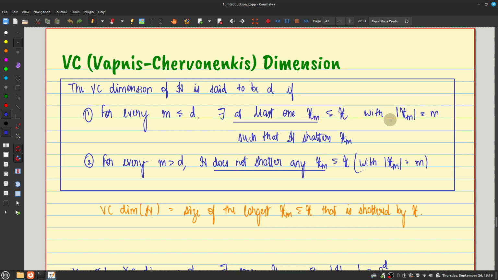Right, so it was kind of a reverse. So it's not all sets that are of size less than or equal to D shattered by H. It is that all sets of size greater than D are not shattered by H. Okay, so please correct that.